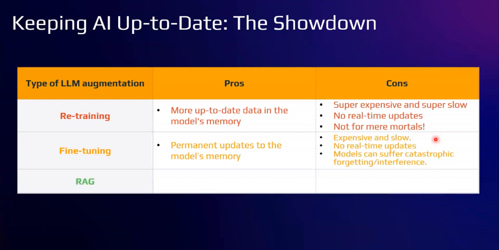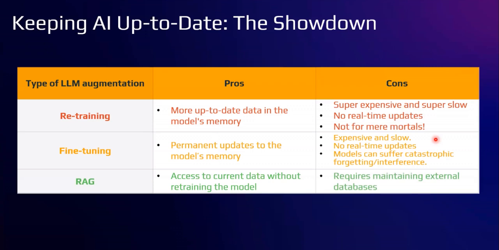Finally, we come to RAG, Retrieval Augmented Generation. The pros of it is that your large language model can have access to up-to-date and current data without retraining or fine-tuning the model. The cons of this is that there's a requirement for keeping all these databases up to date.